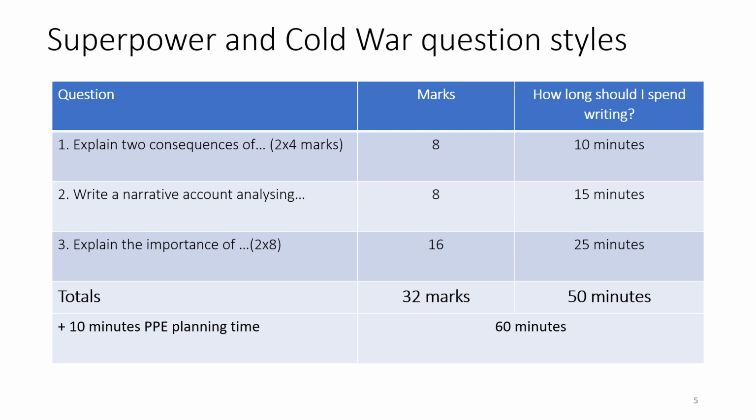Question 3 requires you to explain the importance of an event for a situation, and that's worth 16 marks because you're going to do 2 of those, and that's going to take you 25 minutes in your exam. So your total marks are 32. You've got 50 minutes in your exam plus 10 minutes of planning time.